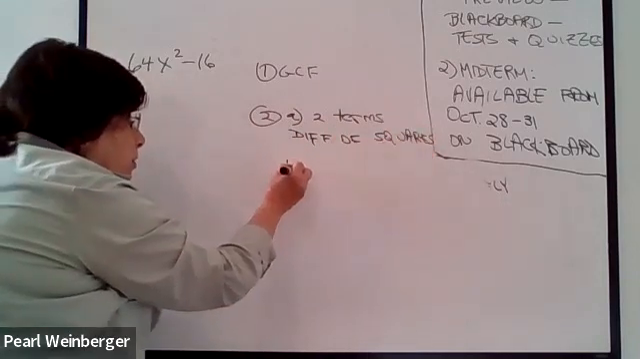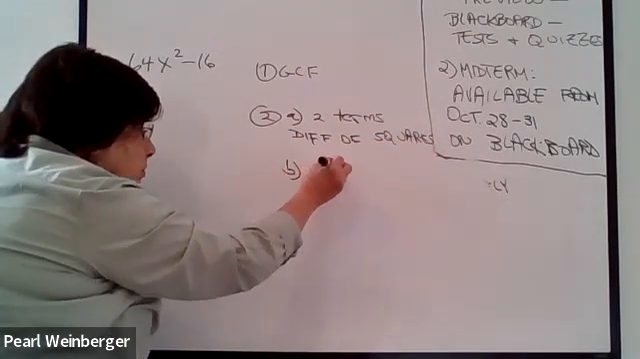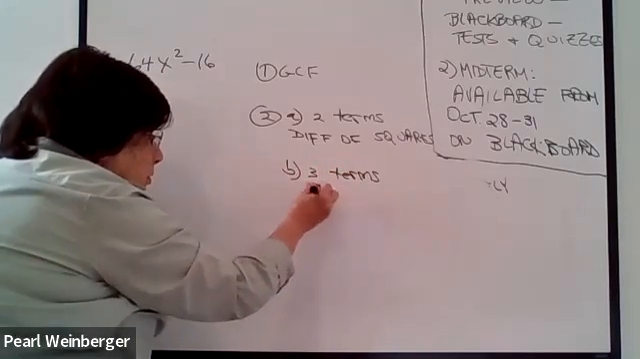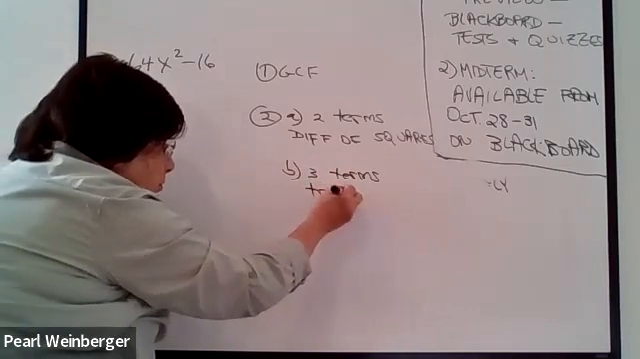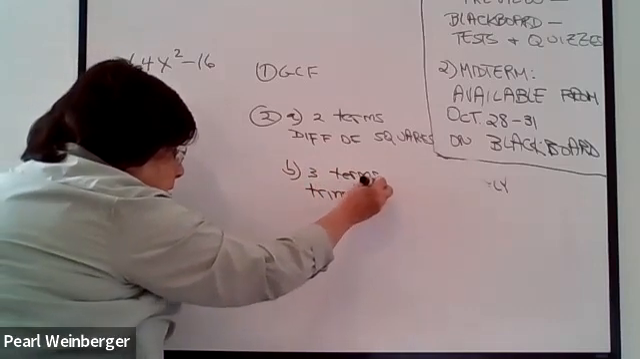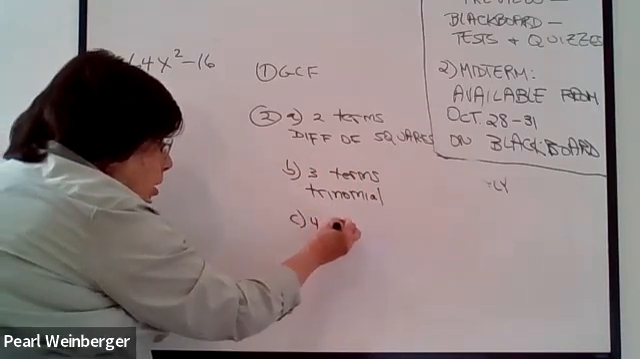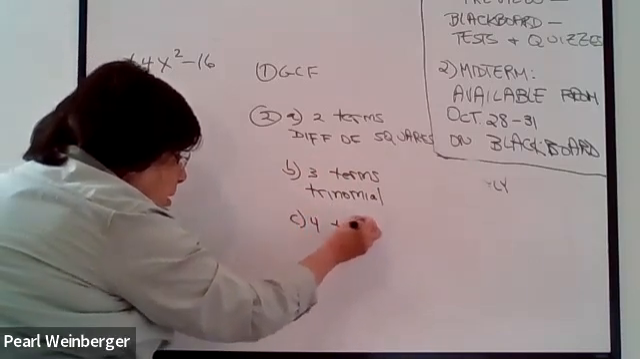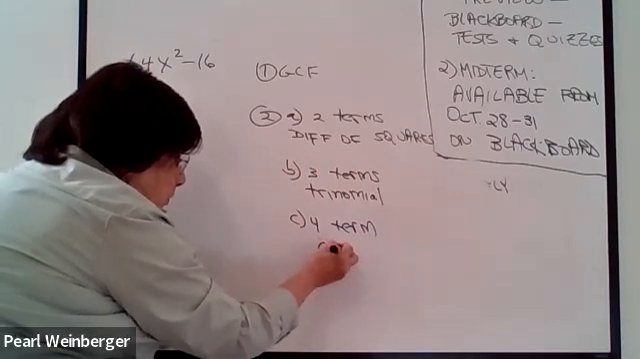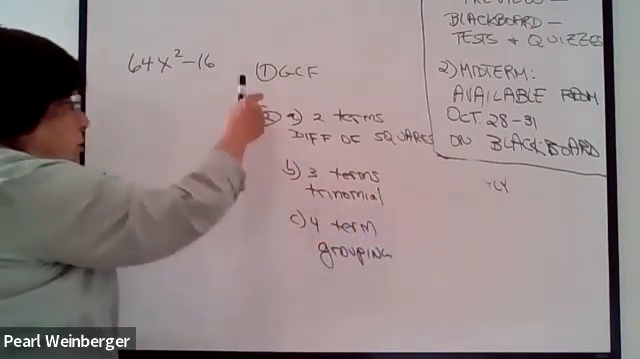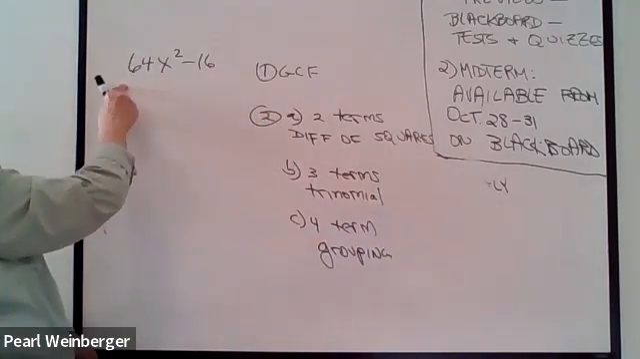If you have three terms, then you go to your trinomial factoring. And if you have four terms, then you go to grouping. But the first thing always is to look for greatest common factor.